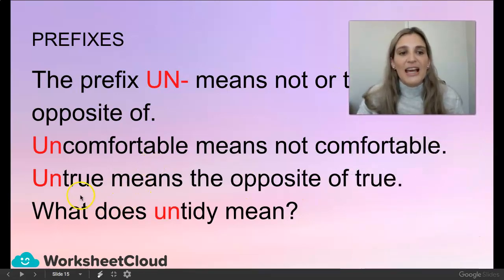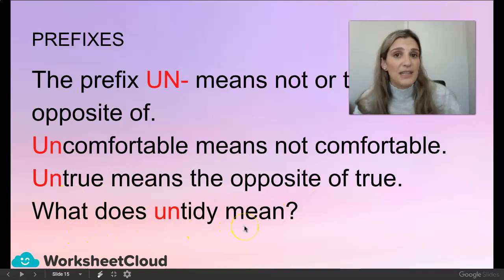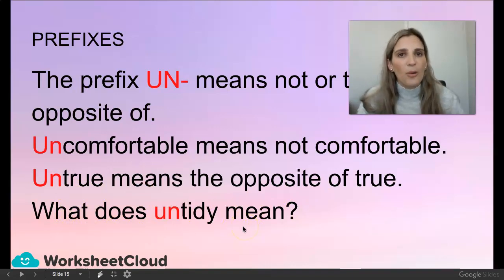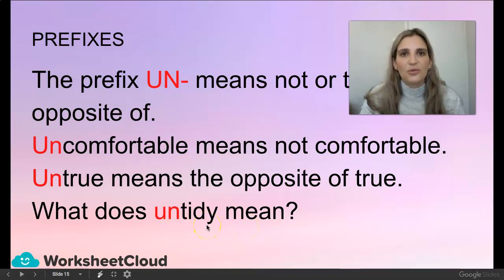Then we've got untrue, which means the opposite of true. So you're not telling the truth, you're making up lies, it's untrue. What does untidy mean? It's the opposite of tidy. So your room is neat and tidy. Nope, this morning you didn't make your bed, you've left your clothes lying on the floor, so it's untidy.